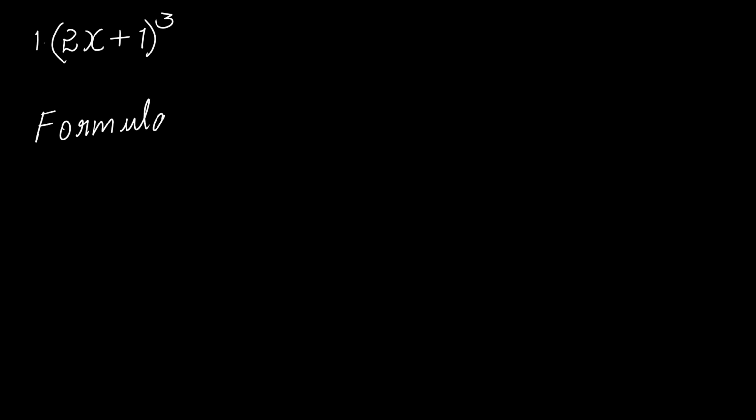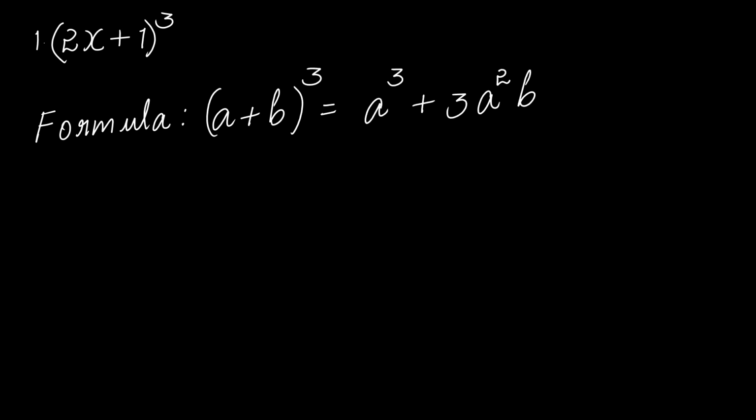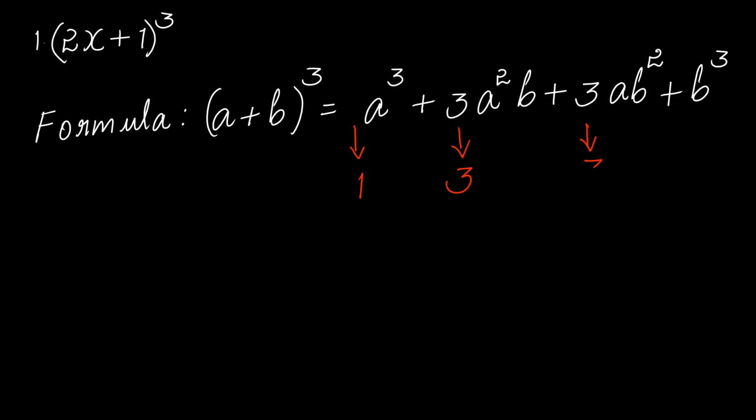Now let's see the formula. (a + b) whole cube equals a cube plus 3a square b plus 3ab square plus b cube. This is very important. Now don't try to memorize the full line blindly. See the pattern. Look at the numbers. Here we have 1, 3, 3, 1.